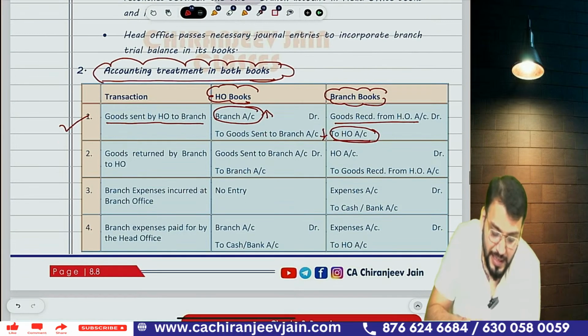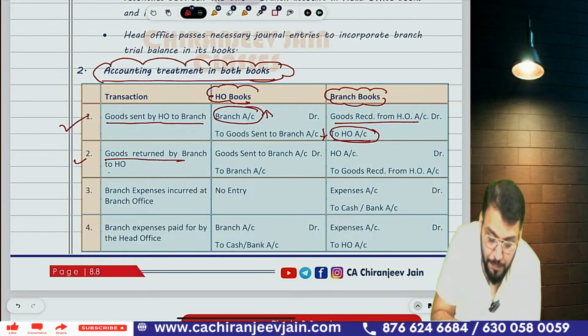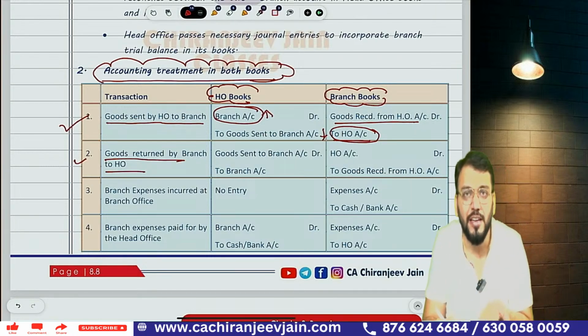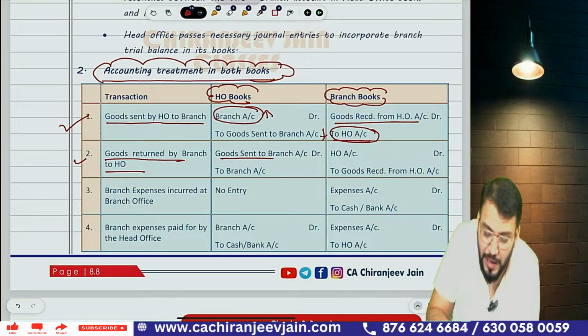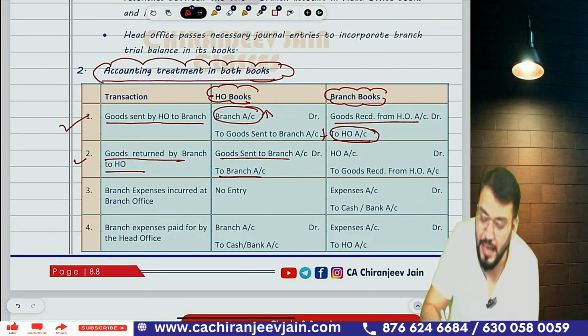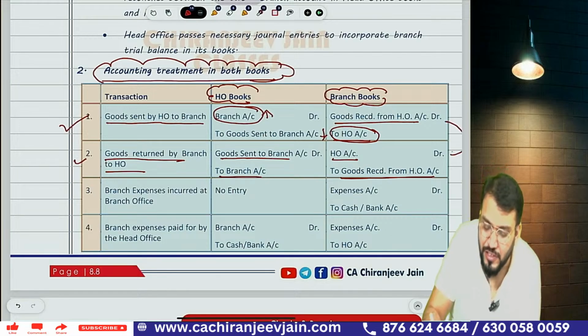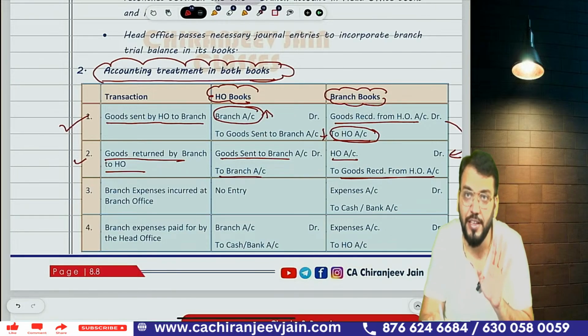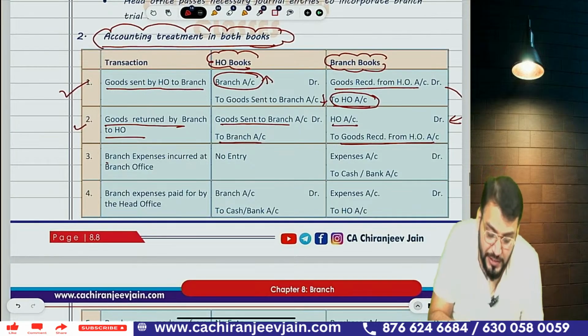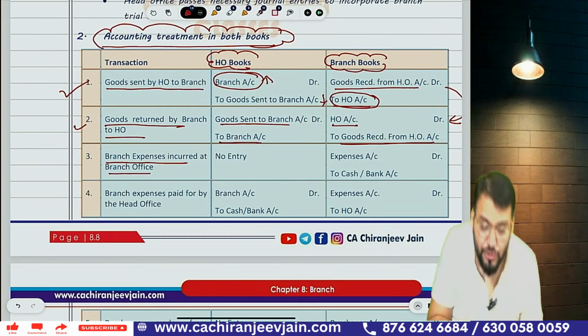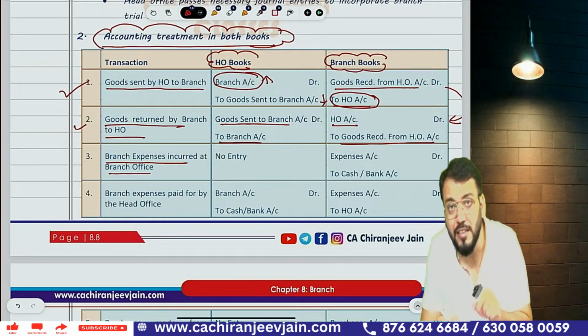No doubt. Second, if the goods are returned by branch to head office, then the reverse journal entry. The reverse journal entry is goods sent to branch account, and HO account debit to goods received from head office account. This is nothing but cancellation of this particular journal entry. Got this point?